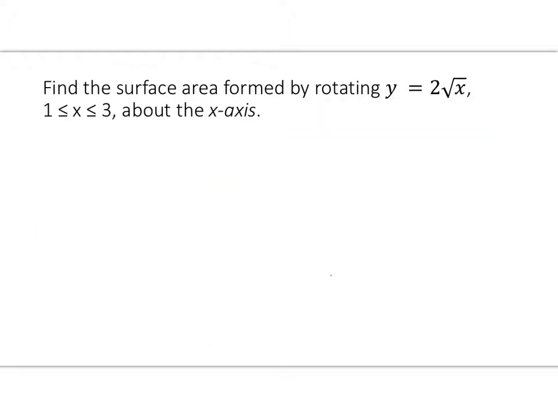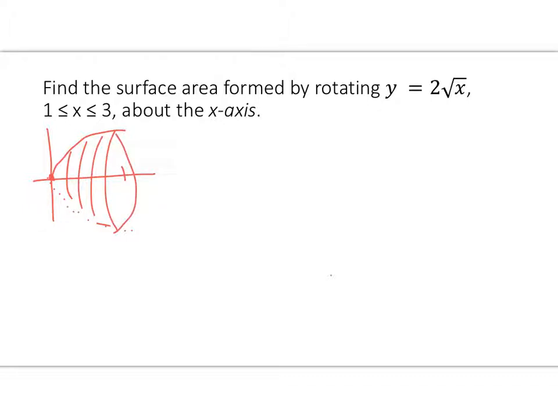So we want to find the surface area formed by rotating y equals 2 radical x from 1 to 3 about the x-axis. So I like to start with a little sketch, just a sketch, not exact. So there's a rough sketch of y equals 2 radical x. We're only looking from 1 to 3, and I'm rotating around the x-axis. So my shape is going to come down here and look kind of like this.